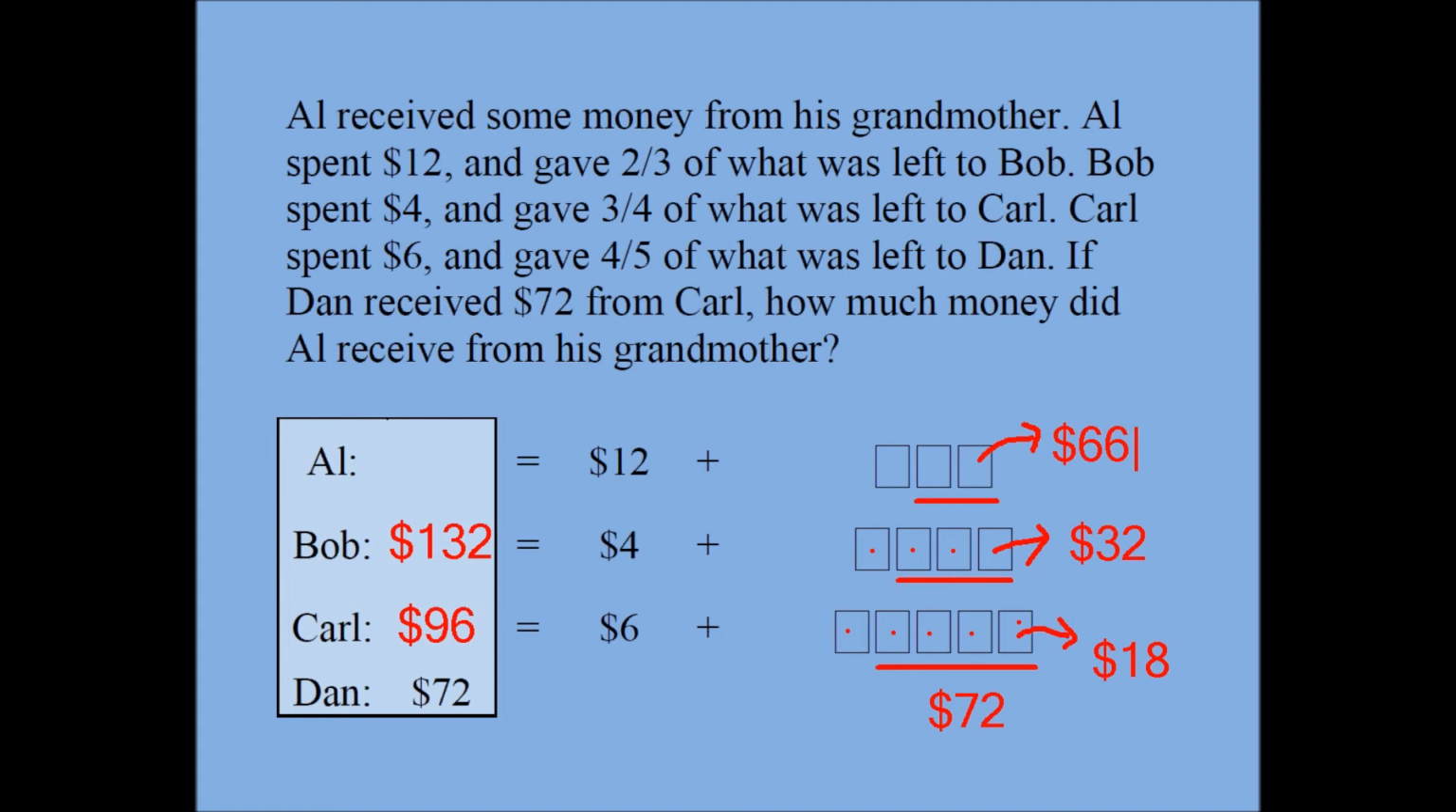Okay, if each chunk is 66, 3 of the chunks will be 66 times 3. That's going to be 198, and you will add 12 to that. 198 plus 12 is 210, so Al must have had $210. That's my answer.